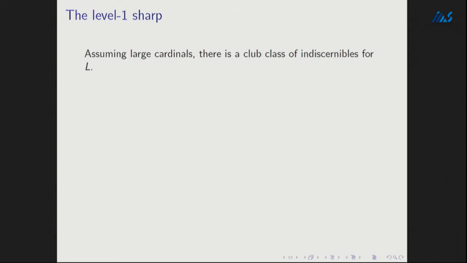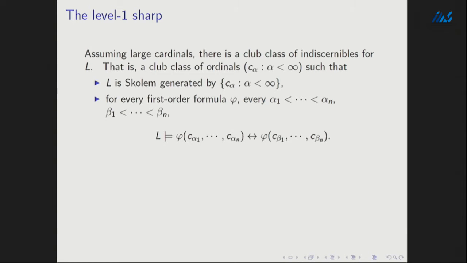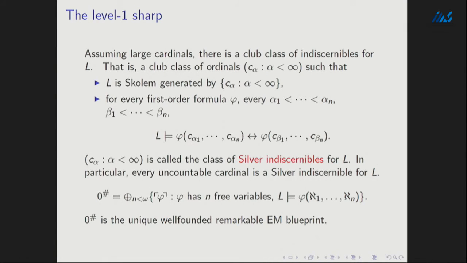So now we are ready to define what we mean by the uniform indiscernibles. It comes out of inner model theory, or essentially the theory of sharps for L and L relative to reals. Assuming large cardinals, there is a club class of indiscernibles for L, a club class of ordinals c alpha indexed by alpha, which Skolem generate L, and they are order indiscernibles in the sense that the truth value of a formula on the sequence depends only on the ordering of their subscripts. And this set is closed under the operation. So this is a canonical set of indiscernibles, which is usually called the Silver indiscernibles.